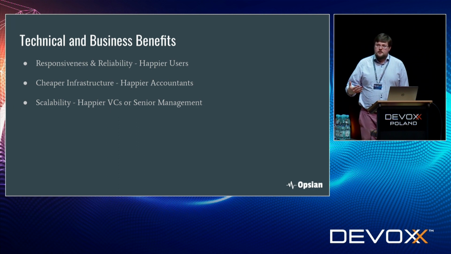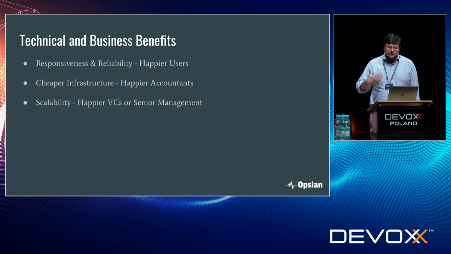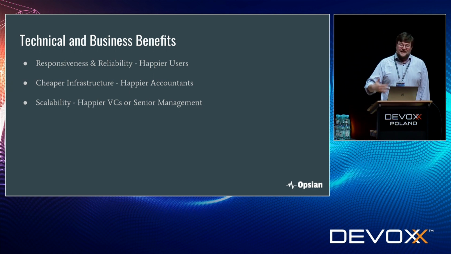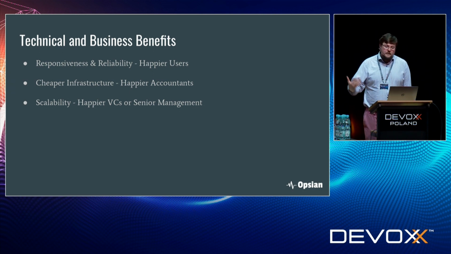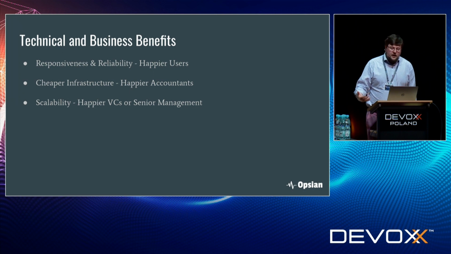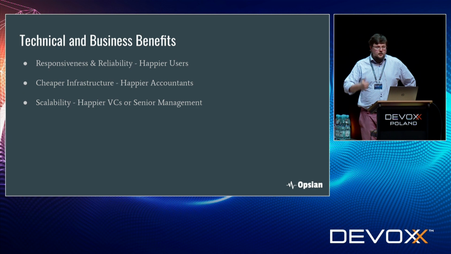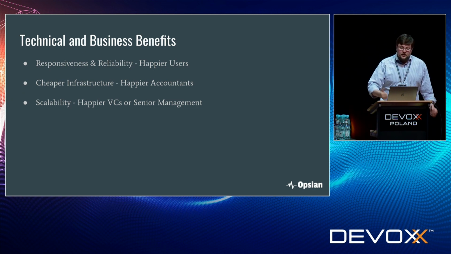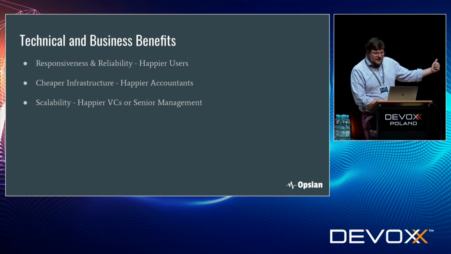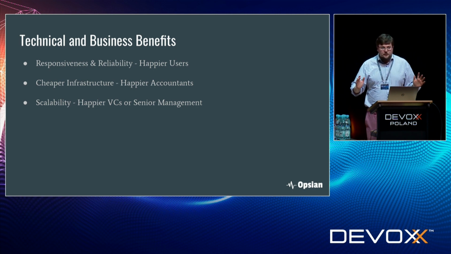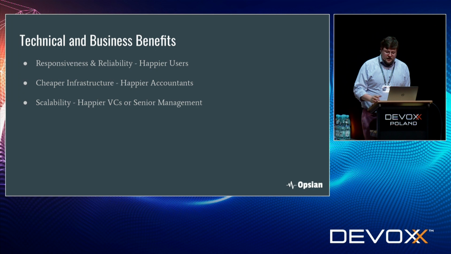We talked at the beginning about why we wanted to investigate performance problems and what fantastic performance meant. It meant meeting our business benefits. Responsive, reliable websites that don't go down under load give us happy users. Cheaper infrastructure gives us happy accountants. And scalability makes for happier VCs, who are always looking for scale, or senior management.